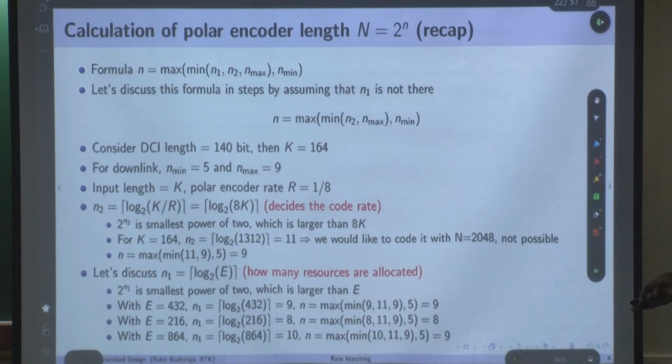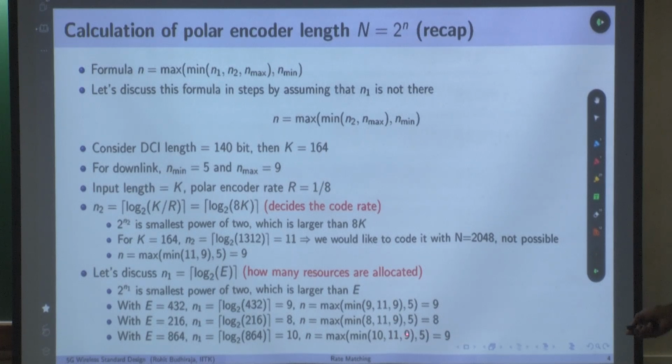And we took one final example. What does it tell? Even though you are allowed to transmit more bits, for downlink the polar encoder can generate a maximum of only 512 bits. Even though you are allowed to transmit 864 bits, you cannot generate more than 512 bits, because the standard imposes that for downlink the maximum polar encoder length is 512. That's where n1 plays a role. In principle, you would want it to be 1024, because if n is 10 over here, you will get 10. That happens for uplink, because for uplink n max is 10.